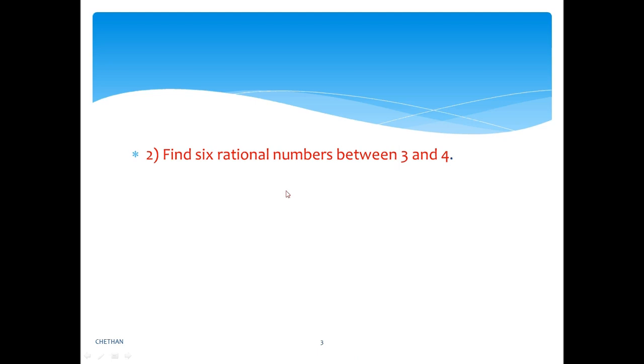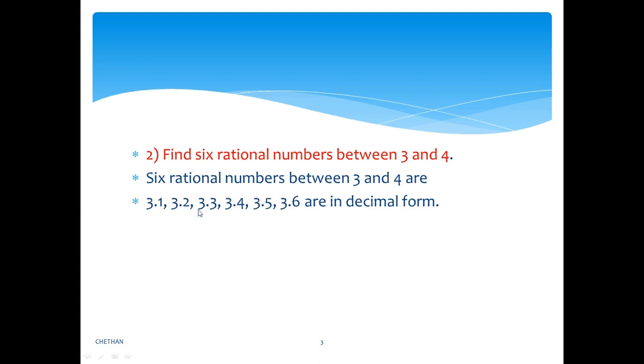See, we have 3.1, 3.2, 3.3, 3.4. On the basis of the scale, you have a scale, no? In that scale between 3 and 4 we have 10 millilines, that means we get 10 numbers there. So on the basis of that, I am going to write 6 rational numbers between 3 and 4: 3.1, 3.2, 3.3, 3.4, 3.5, 3.6, in decimal form. This is in decimal form, but they asked for rational numbers.